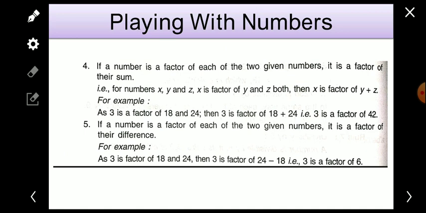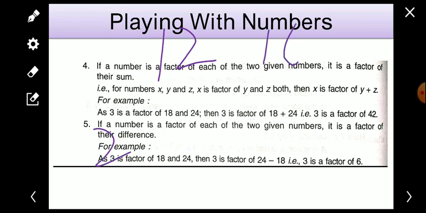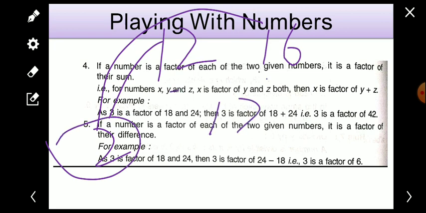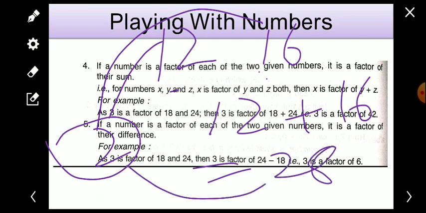Now, if a number is a factor of each of the given numbers, it is a factor of their sum also. Ultimately, in another way, I am trying to make you understand that if two numbers are divisible by a number, suppose that 12 is divisible by 2 and 16 is also divisible by 2. Okay, two numbers are divisible by 2. It means 2 is a factor of these two numbers. So it will be a factor of their sum also. 12 plus 16, if you get the sum, you will get 28. So 2 is a factor of 28 also. It means 28 can be divided by 2 also.